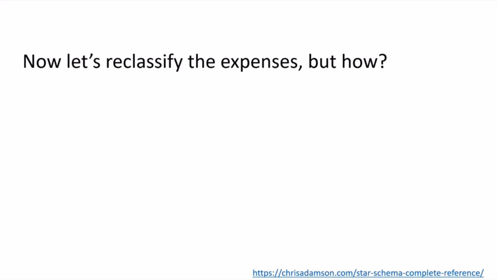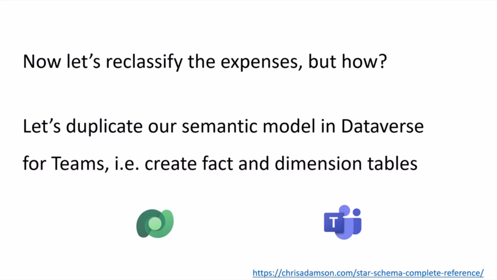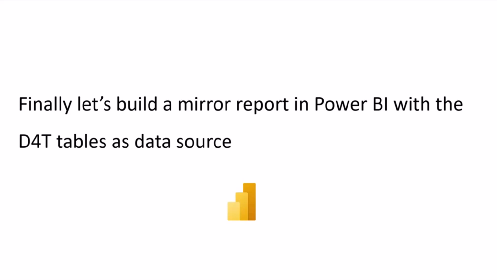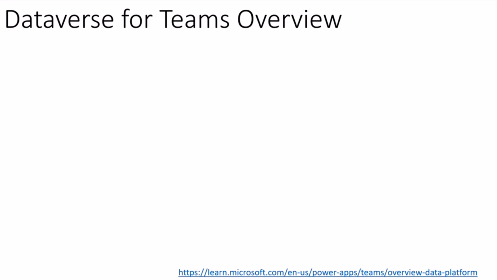Now we need to reclassify the expenses, but then how to do it? And what we are going to do is duplicate our semantic model in Dataverse for Teams. And for semantic model, I mean the expenses as a fact table and the dimensions as attributes that we talk about, suppliers, products, types, etc. Then we are going to build a Canvas app to reclassify the expenses. And finally, build a mirror report with the Dataverse for Teams tables as a data source.